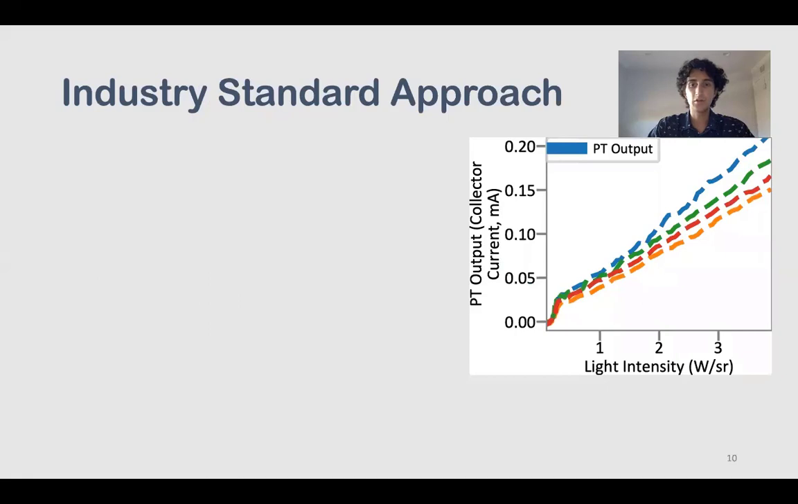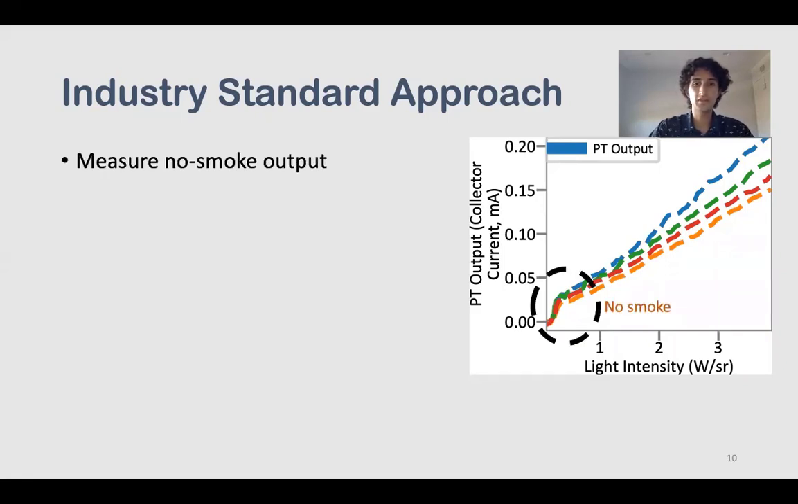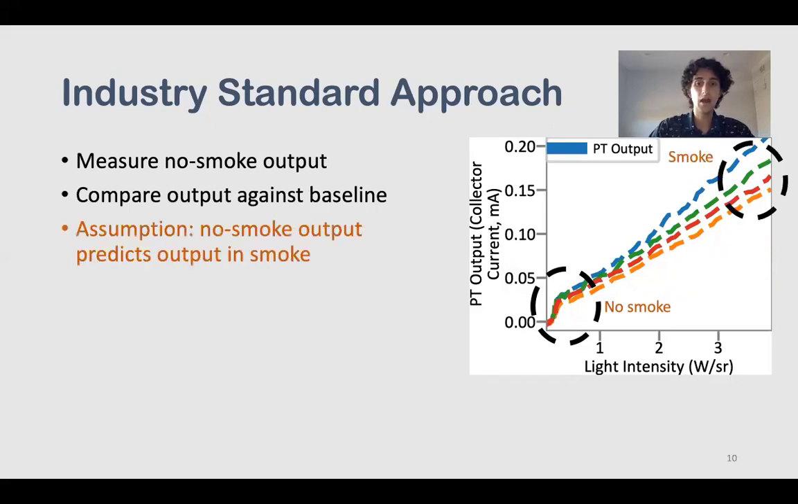The industry standard approach is used in commercial smoke detectors, and it's widely used in most commercial models. What this approach does is it measures the output in the absence of smoke. So when there's low light intensity, it measures the phototransistor's output, and it compares that against a pre-measured baseline. The key assumption is that the output in the absence of smoke gives us an accurate picture of how the smoke detector will actually behave when there's a fire. The idea is, well, we can just measure this no-smoke output and use that to tell us, is this a working phototransistor when a fire actually comes?